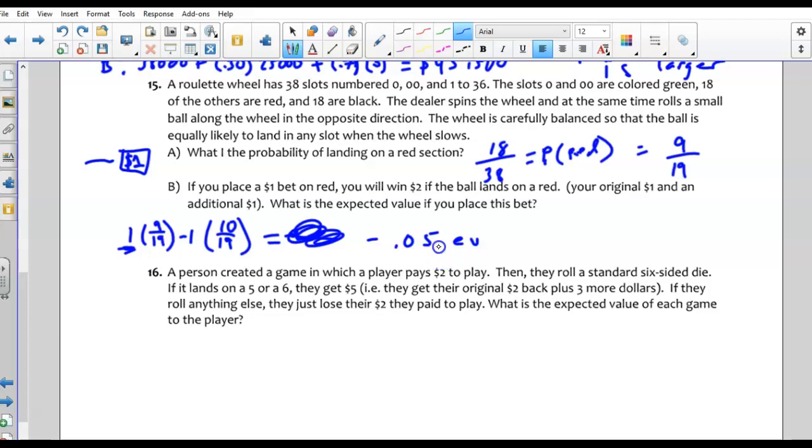And I think the thing to remember here, guys, is you must subtract expenses. Subtract your expenses from your winnings before you multiply.